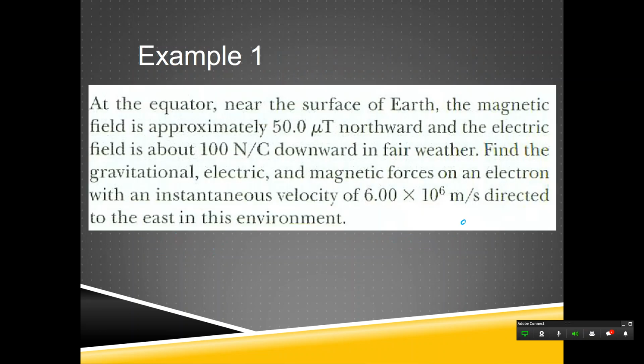Here we have a charged particle. First of all, we need to figure out if it's an electron or a proton. I'll let you guys figure that out. And we have to talk about it from three different perspectives: from the perspective of a gravitational field, an electric field, and a magnetic field. So I'm going to call them G, E, and B. Then we're going to talk about each one individually.